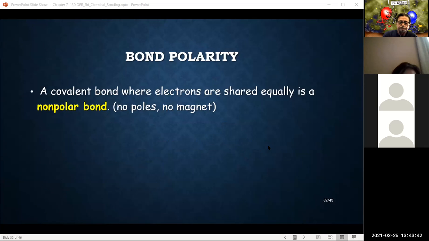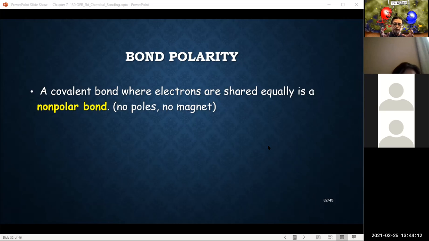Which brings us to bond polarity. And it's related to the structures. Very important. It's all hooked together. Now we talked about covalent bonds where the electrons are shared. When those electrons are equally shared, then we have what is called a nonpolar bond.